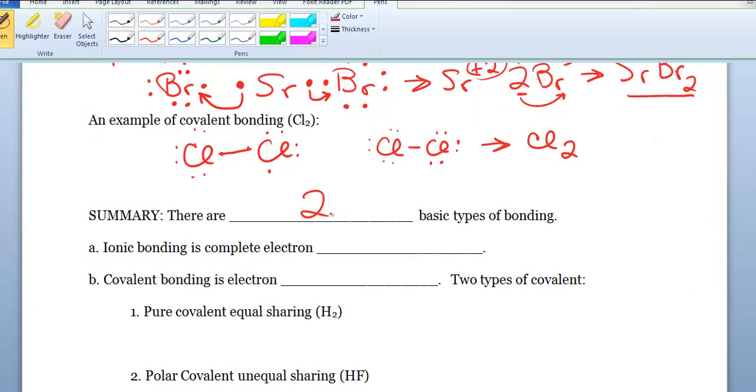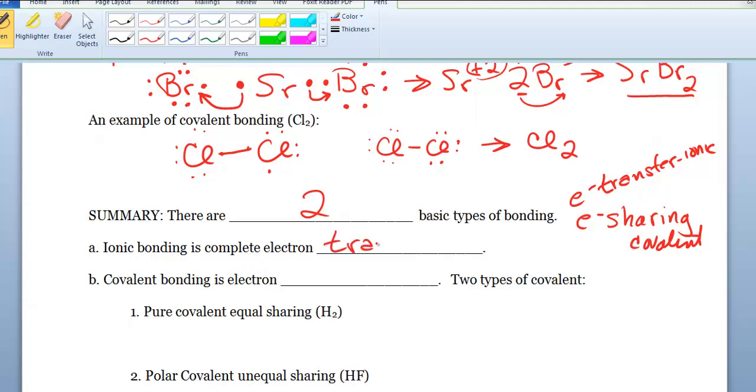So there are two basic types of bonding: the electron transfer, which is for ionic compounds, and electron sharing. And electron sharing is for covalent compounds.